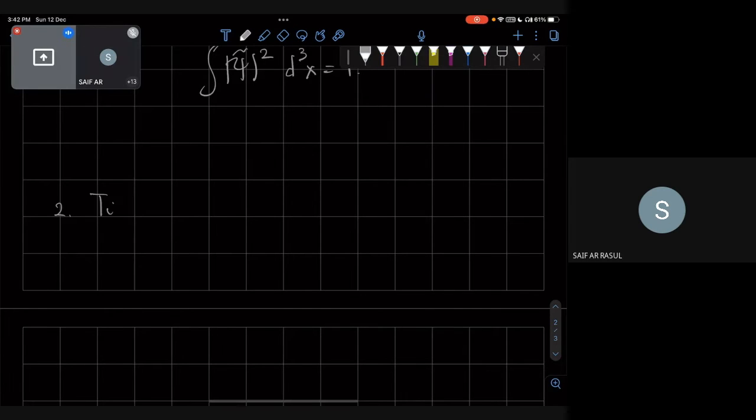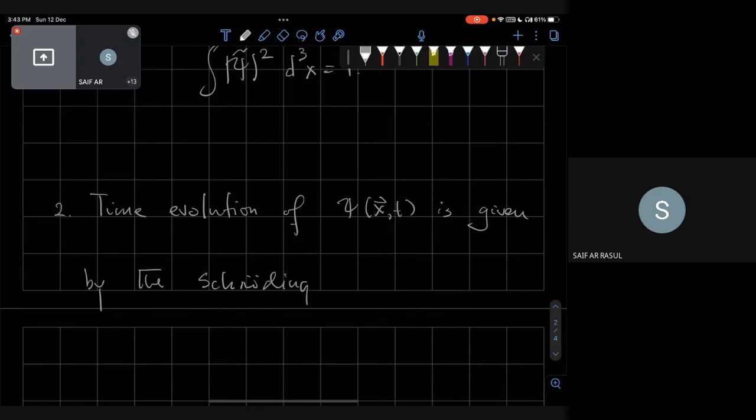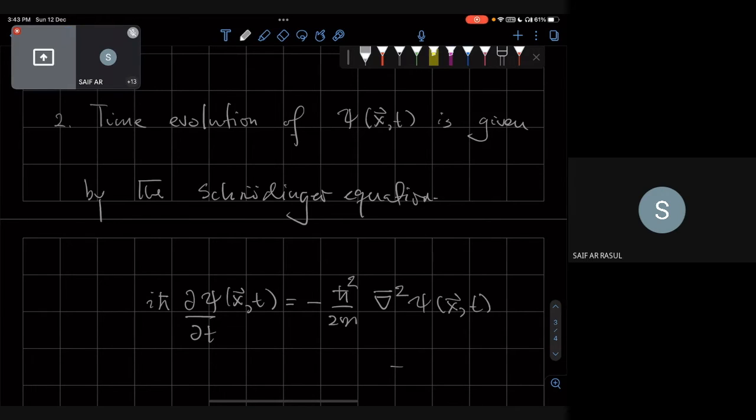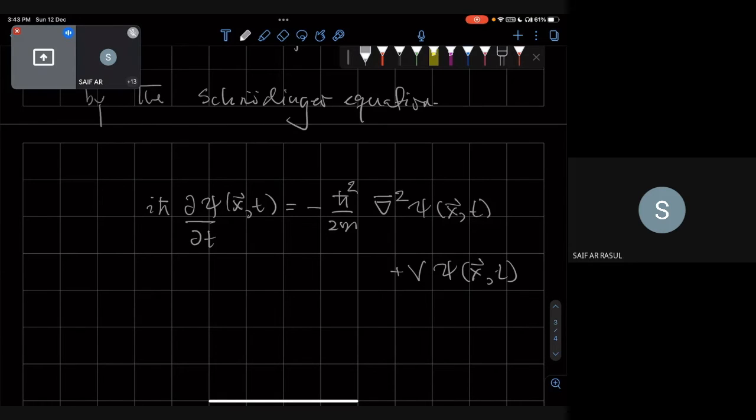Postulate number two is that the time evolution of psi is given by the Schrodinger equation. This is a real postulate. Well, all of them are, but there's no way that we can guess these postulates, and we can't derive them. So i h bar times the time derivative of psi is minus h bar squared by 2m, the Laplacian del squared, acting on psi of x and t, plus the potential energy times the wave function. This is the Schrodinger wave equation. And the Schrodinger wave equation is a linear equation.